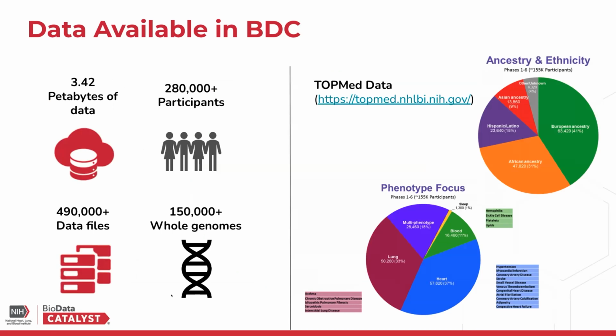Just to give you an idea of the magnitude available on Biodata Catalyst, we have over 3.4 petabytes of data available, and that consists of over 280,000 participants, 490,000 data files, and over 150,000 whole genomes sequenced. So it's quite a bit of data that we've ingested and made available to you in an easy, searchable format, which is wonderful to help you get started with your research.